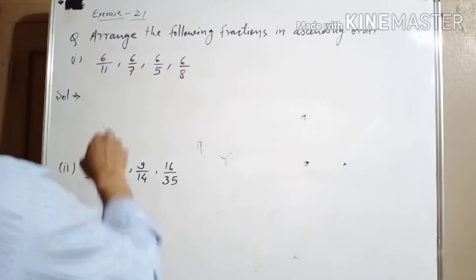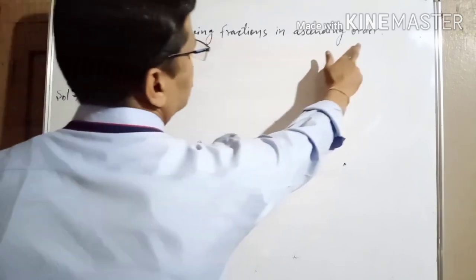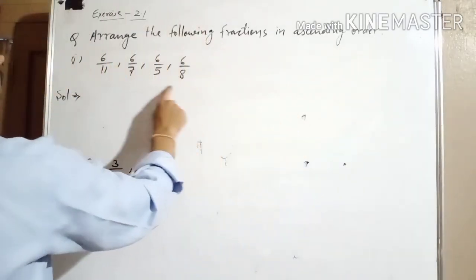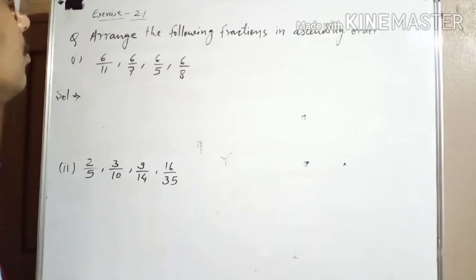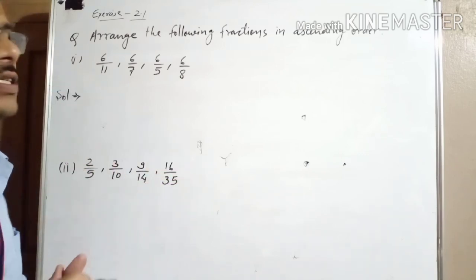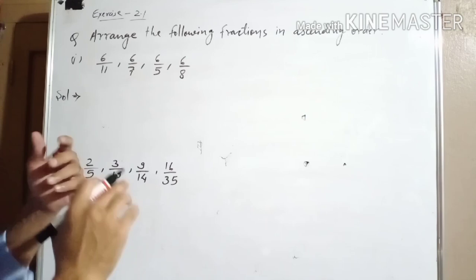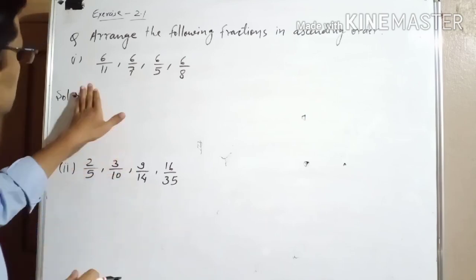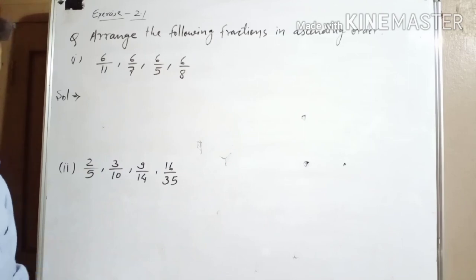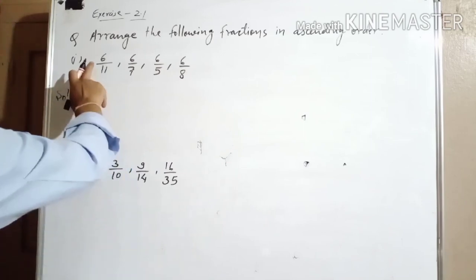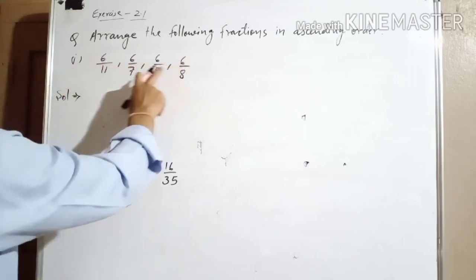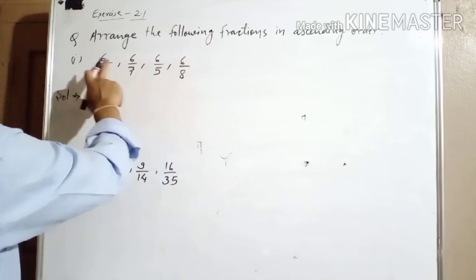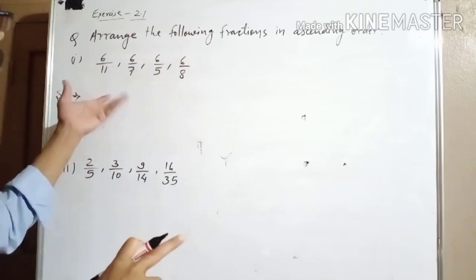Look here. In this question, arrange the following fractions in ascending order. When we want to arrange any fractions in ascending or descending order, first we have to make their denominators the same. But this case is different. Why is this case different? Because the numerators are the same. In all four fractions the numerator is the same, so there is no need to find the LCM.